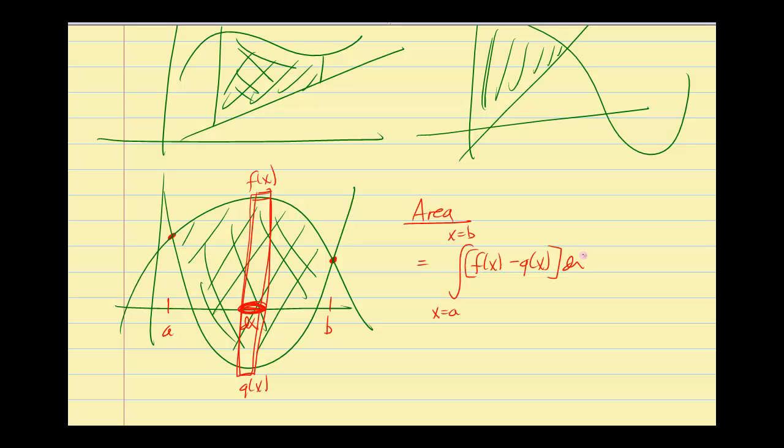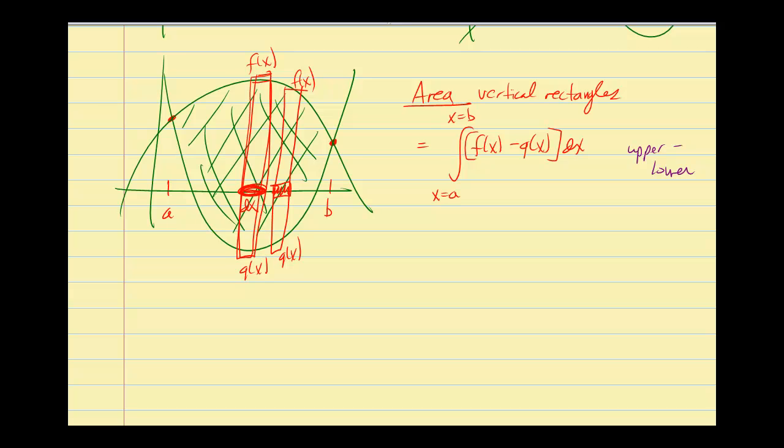That's the incremental width. And so what we're going to do here is sum these rectangles. Base, which is this value dx, times height, f of x minus g of x. So when I have vertical rectangles, when I set up my limit to find my area, I always take my upper curve minus my lower curve. Always. Now this is if I have vertical rectangles.